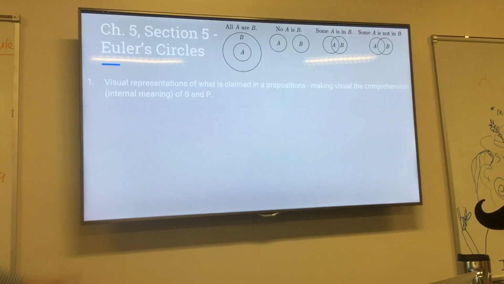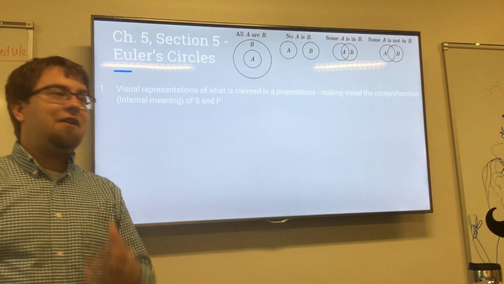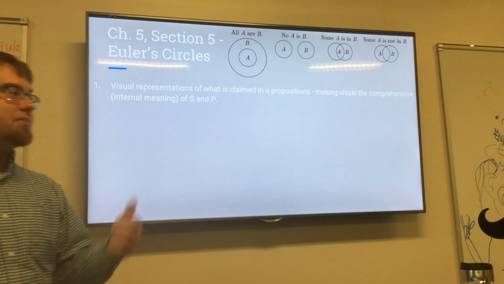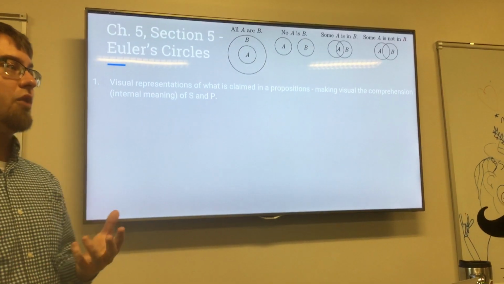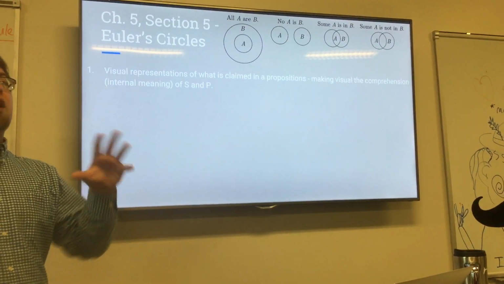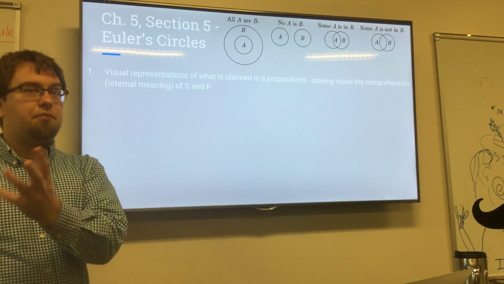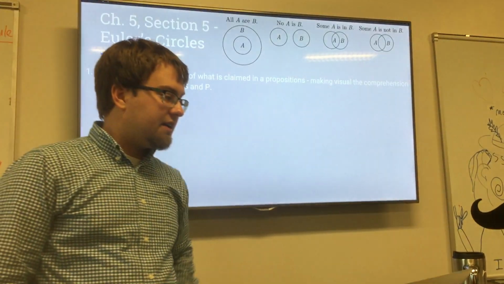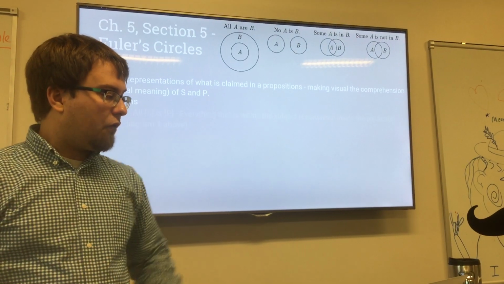So, thank you. All right, so we're making visual the comprehension of both the subject and the predicate in Euler's circles. That's really what the goal is. Trying to show what all is in the subject and what all is in the predicate. How are they, in fact, connected? So, 4 diagrams.